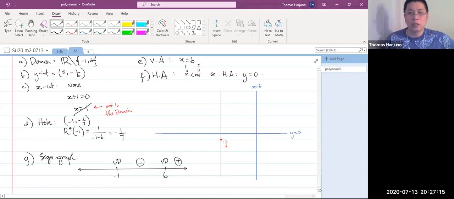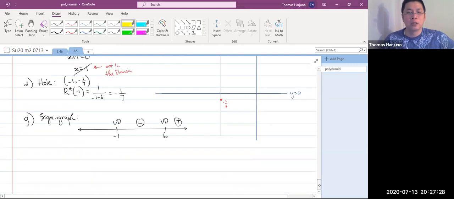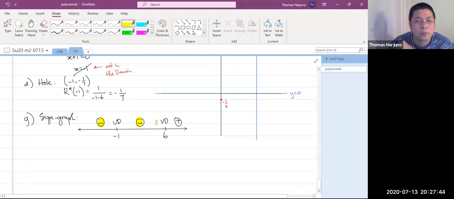While -1 is a critical number with multiplicity of 2. It happens once at the top, once at the bottom, so it has multiplicity of 2. Now, because the multiplicity is even, there is no change of sign to the left or to the right of the critical number. Negative means below the x-axis. Positive means above the x-axis. Okay? So far so good?